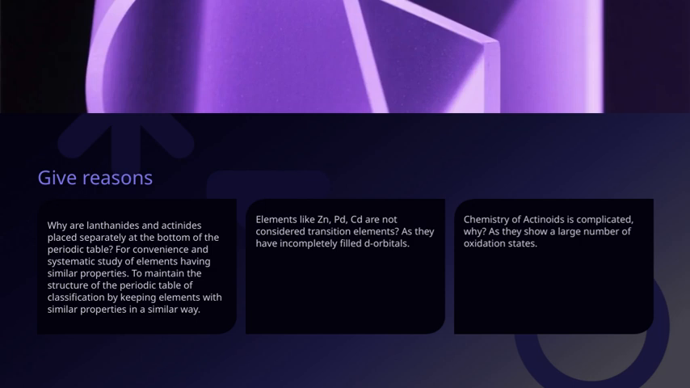Moving on, you might notice that lanthanides and actinides are placed separately at the bottom of the periodic table. The reason for this is mainly for convenience and for systematic study. These elements have similar properties within their groups, but their placement at the bottom helps us keep the structure of the periodic table clear and organized. It allows us to group elements with similar properties together visually, making it easier to study their chemistry and understand their relationships with other elements. So, in essence, separating these series helps maintain the logical and systematic structure of the periodic table, which is crucial for understanding the complex chemistry of these elements.